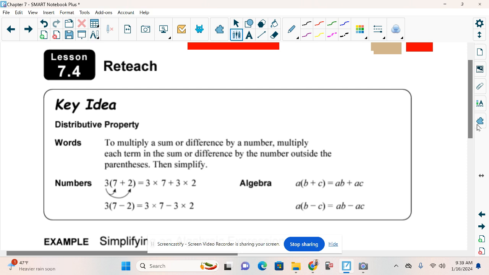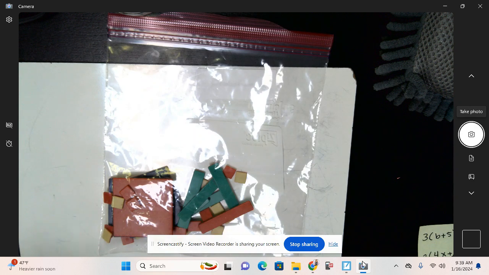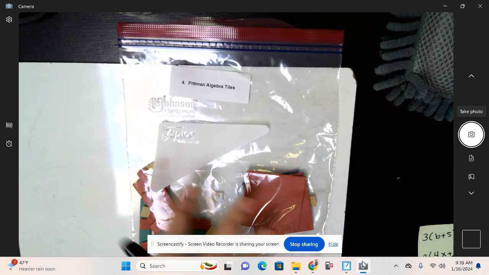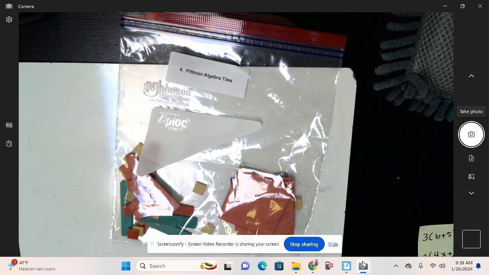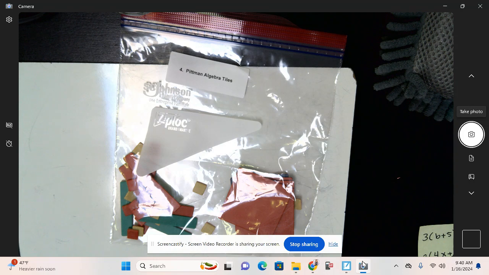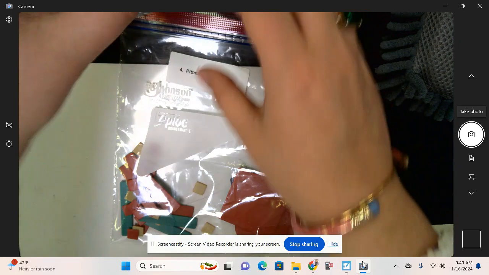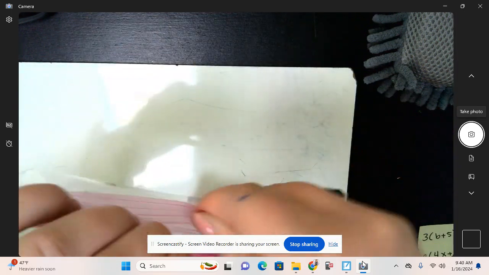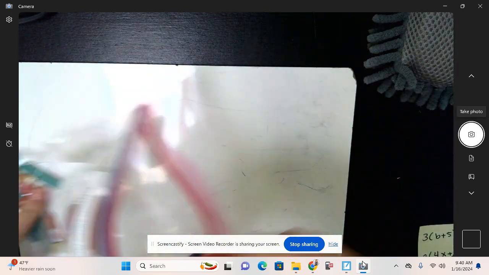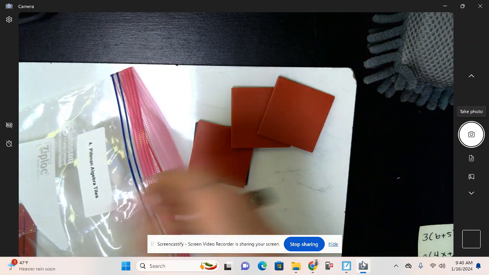So you can actually put your purple notes to the side for a second. And you're going to get out your algebra tiles. Now, it's important that you keep up with these algebra tiles. They are not the cheapest thing in the world. So if something falls on the floor, please pick it up. Okay. You should have in your bag, you should have 4 large squares.